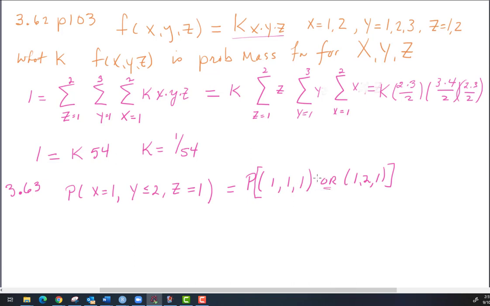Now these are disjoint, so the probability of the or would be the sum of their probabilities. And we can calculate this probability because we know the probability mass function is, now the k is 1 over 54 we discovered. So it would be 1 times 1 times 1 over 54 plus 1 times 2 times 1 over 54 is equal to 3 over 54 is equal to 1 over 18.